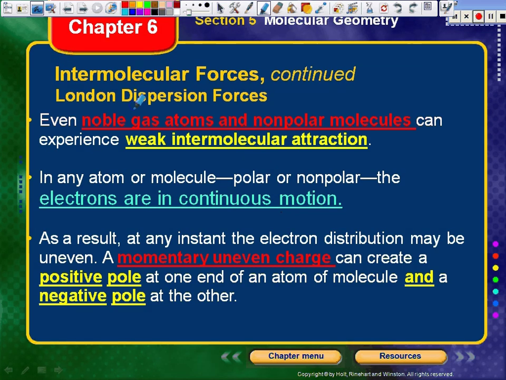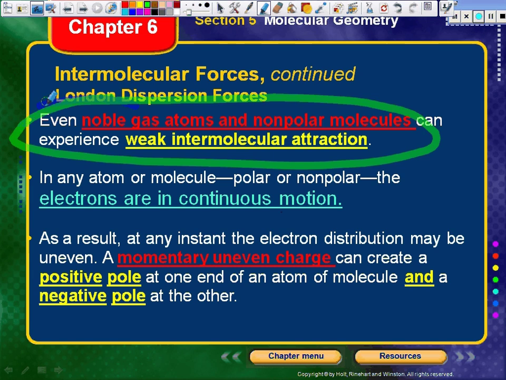Of a LDF. So dipole, and hydrogen bonds are between what two types of molecules? Polar molecules. Okay. What is a LDF between? Two non-polar molecules. And let me give you a real life example.